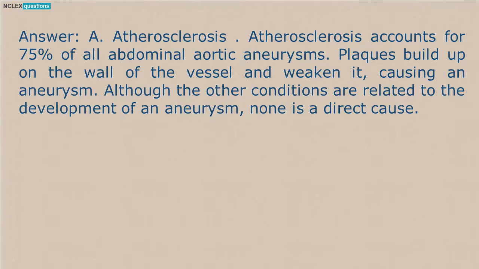Answer, A. Atherosclerosis. Atherosclerosis accounts for 75% of all abdominal aortic aneurysms. Plaques build up on the wall of the vessel and weaken it, causing an aneurysm. Although the other conditions are related to the development of an aneurysm, none is a direct cause.